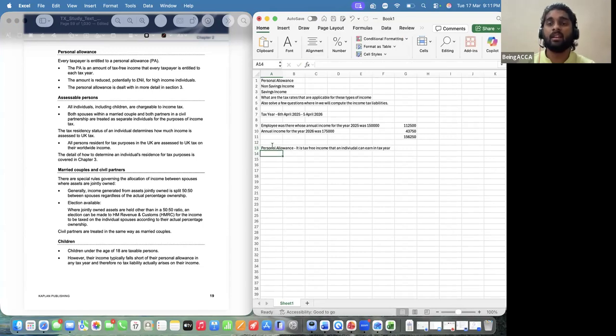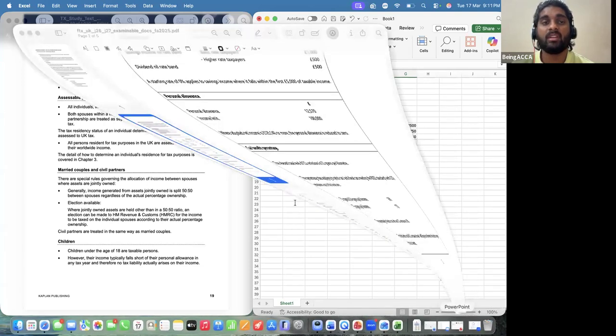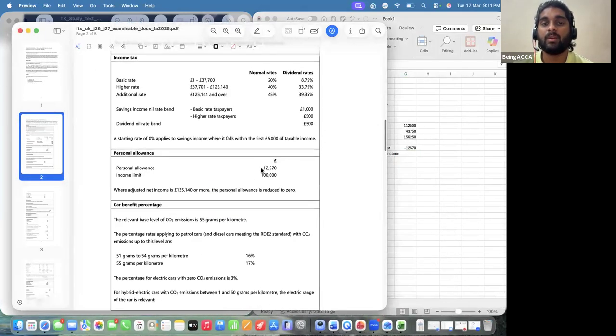Okay, during the tax year, let's assume the person has 156,250 as his total income. This is the total income. But in calculating your taxable income, what do you do? You deduct the personal allowance, which is completely exempted from taxation purposes. How much is the personal allowance? It is 12,570.